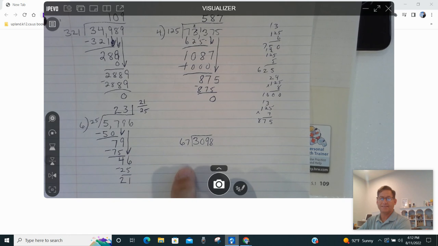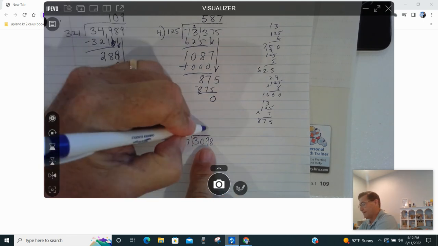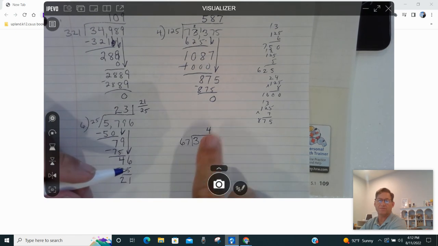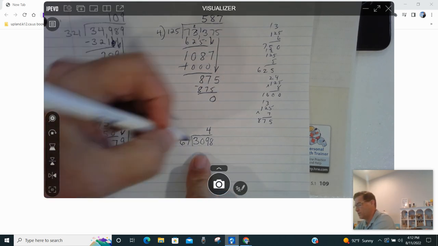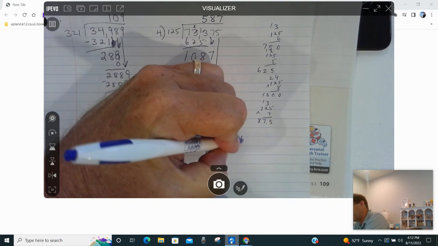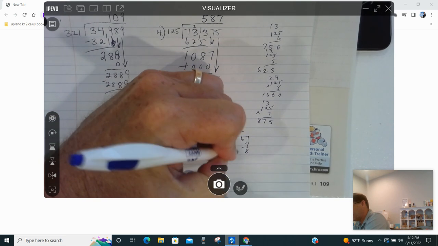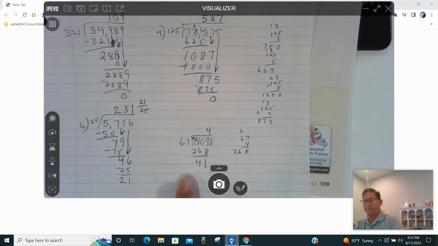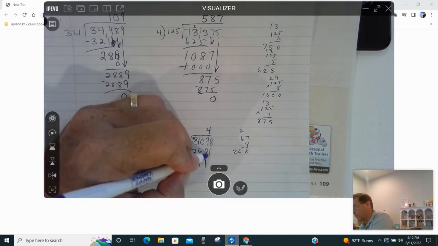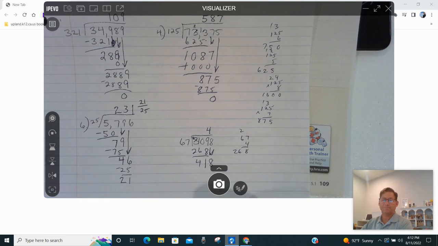3,098 divided by 67. 67 is greater than 3. 67 is greater than 30. 67 is less than 309. So we can probably get maybe 4 of those, because 4 times 70 is 280. 5 times 70 is 350, so 5 would probably be too big. So 7 times 4 is 28. Yes, so 268. We'd have a remainder of 41.